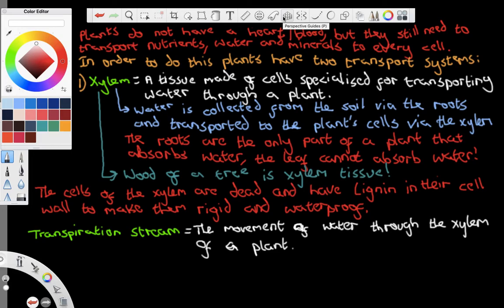The roots are the only part of a plant that collects water. Water does not enter a plant through the leaves. The wood of a tree is an example of xylem tissue. It's hard, it's dead. This is because the xylem cells are actually dead and they have lignin in their cell wall to make them rigid and waterproof. A transpiration stream is a term used for the movement of water through the xylem.